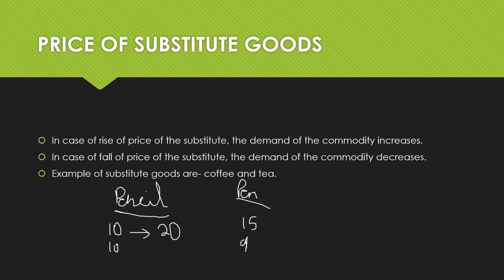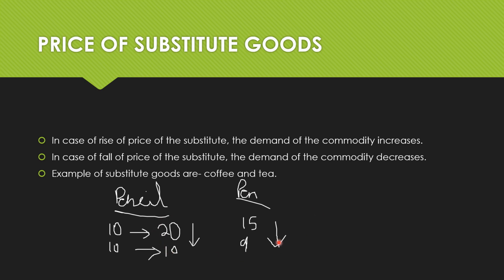So now what will happen? The consumers' demand for pencil will reduce. Let's say it has reduced to 10. Why did this reduction in demand happen? It happened because the price of pen has fallen from 15 to 9. So what do we see here? When the price of pen fell from 15 to 9, the demand of pencil fell from 20 to 10.